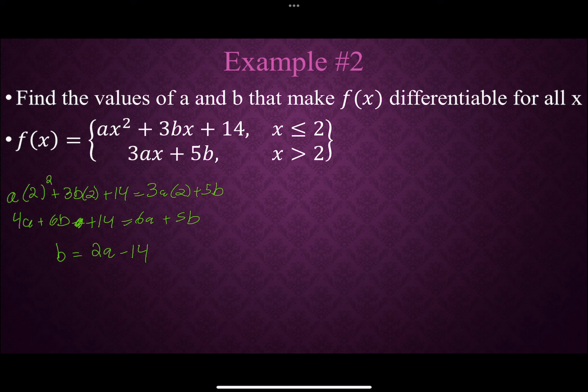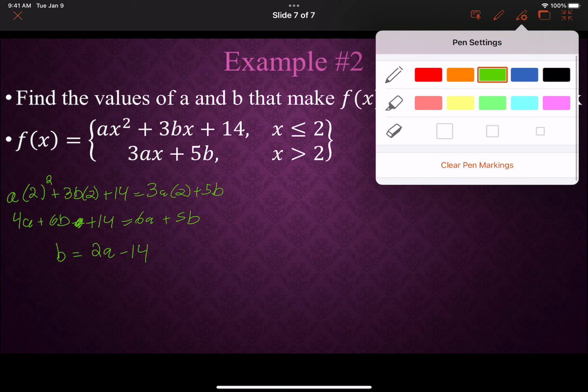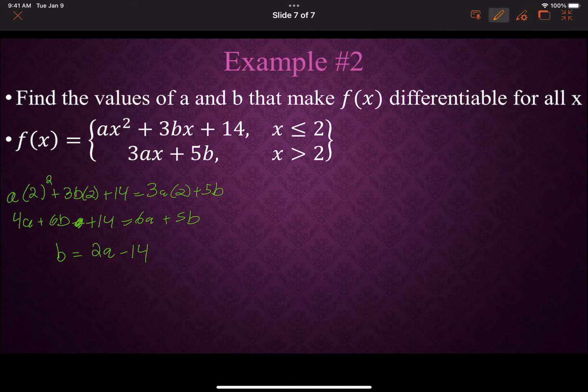And the reason why we're doing something like that is because this will typically create a system of two equations, where we'll have an a and a b, or if they're using letters like c, d, whatever else they want there. So which means the second equation comes from the derivative. So we have our derivative piecewise function.